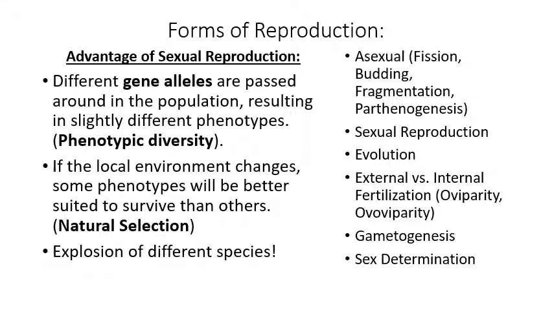So there are different gene alleles that are being passed around within a population of organisms. As I said, there are 3 different copies of the ABO blood group alleles. Each human being has 1 or 2 at the most, but there are 3 in the population at large, so we're passing them around to each other in different combinations. So this results in phenotypic diversity. Phenotypic diversity means that a species can survive a change in the environment if not all of the organisms are the same.